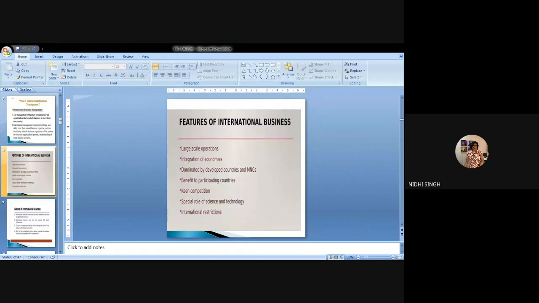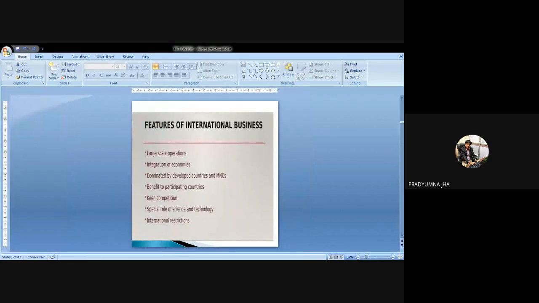Now, large scale operation. What does large scale operation mean? As n number of customers are to be dealt with and n numbers of quantities are to be supplied. Large scale operation means a large customer base. Okay. Now, large scale operations I have explained. Next, integration of economies.